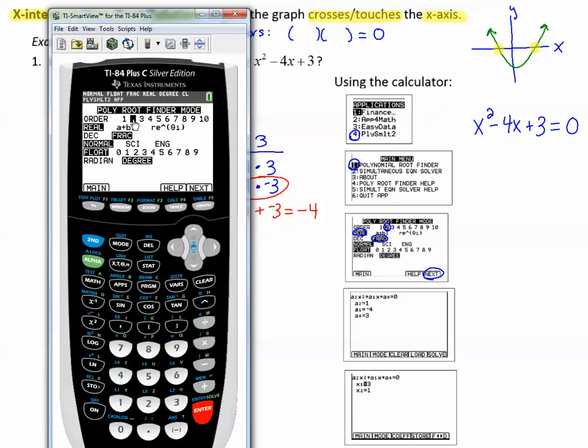And then make sure these parts are highlighted. The order is 2, real numbers, and fractions is usually what we have to focus on the most, and then we can press next.